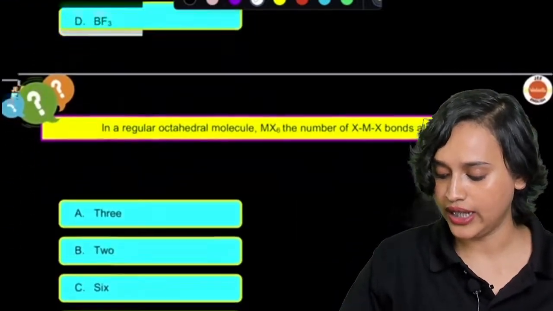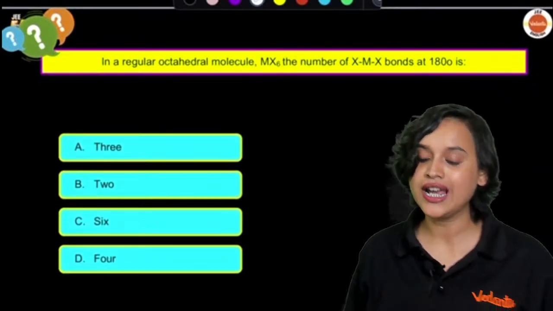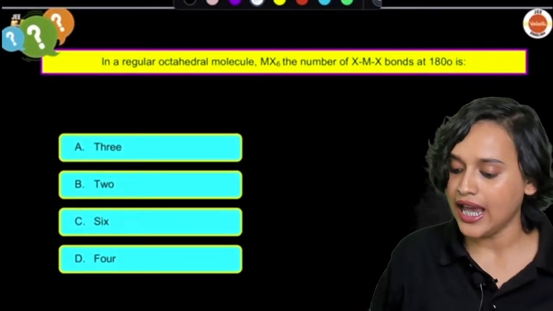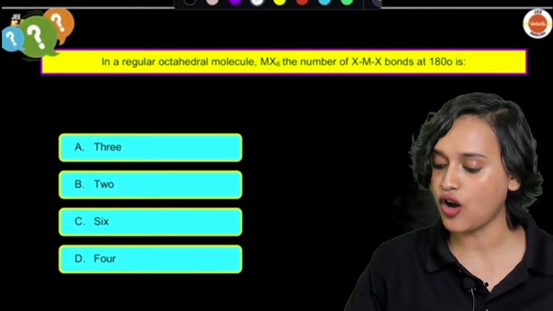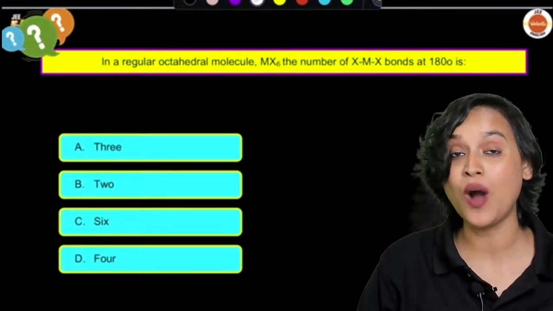Very good. Okay, next question. In a regular octahedral molecule MX6, the number of XMX bond angles at 180 degree is.